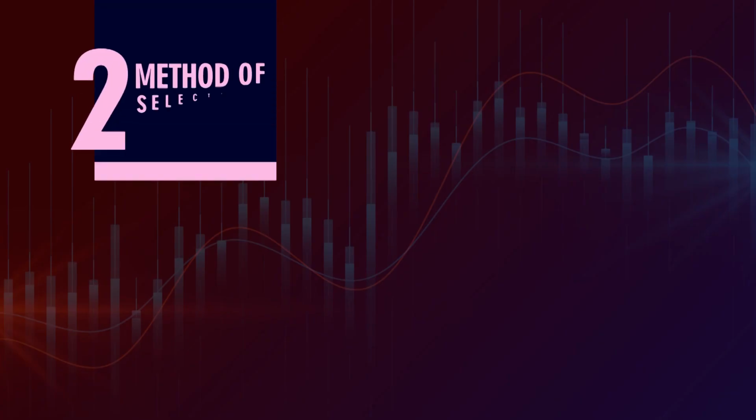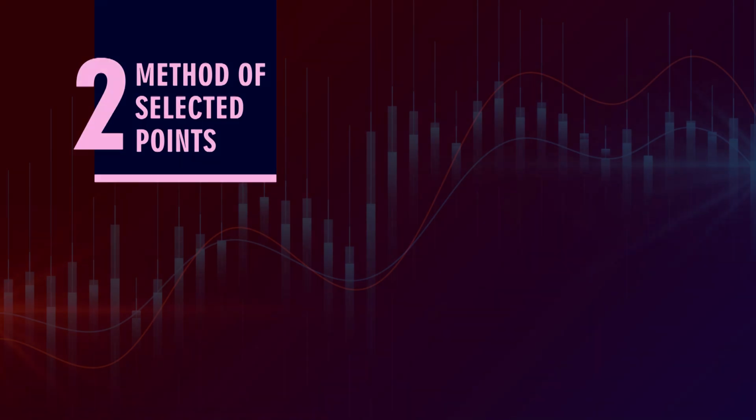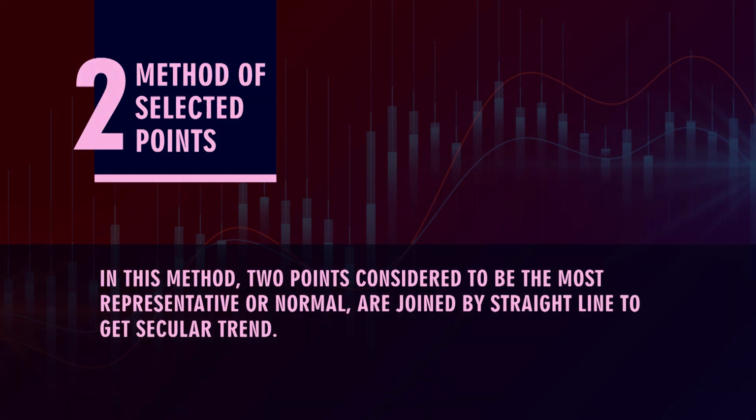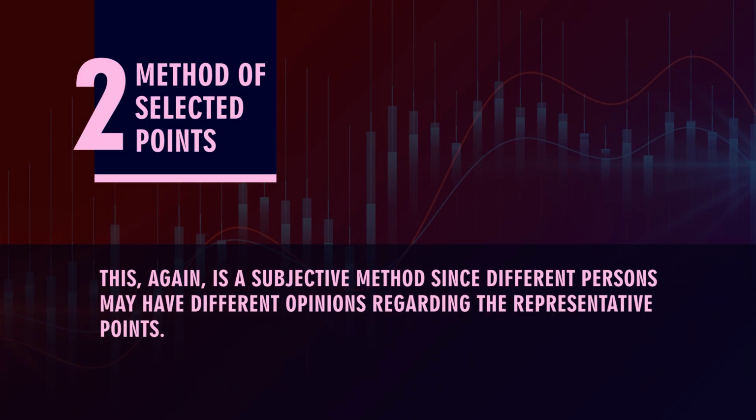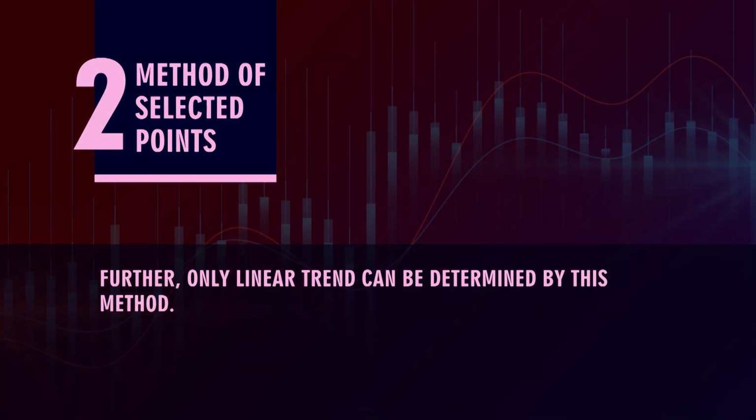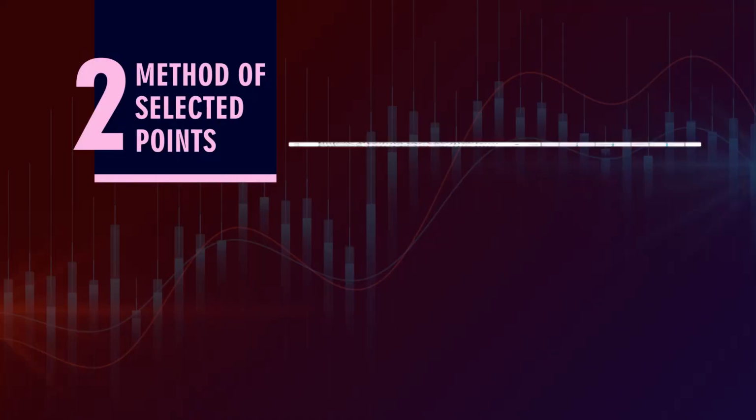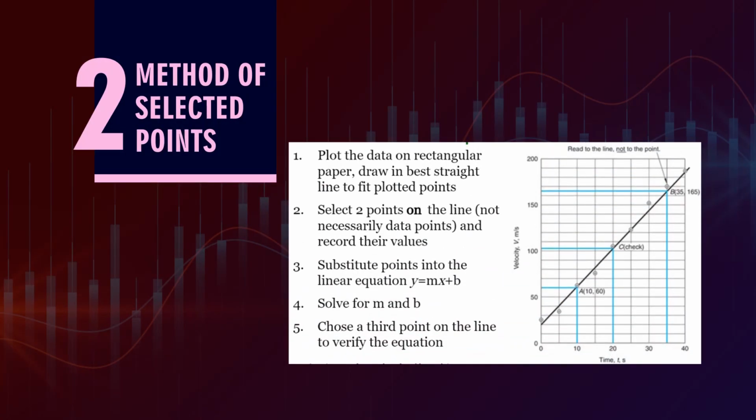And now the second method is different from the first one, which talks about the method of selected points. In this method 2 points considered to be the most representative or normal are joined by a straight line to get the secular trend. This again is a subjective method, since different persons may have different opinions regarding the representative points, and further only linear trend can be determined by this method too. So if you are going to plot this on a graph paper, you will find out that the curve should be linear in nature and looks like this.